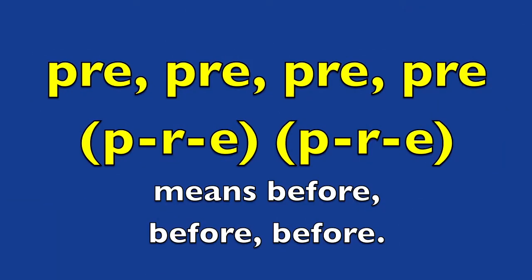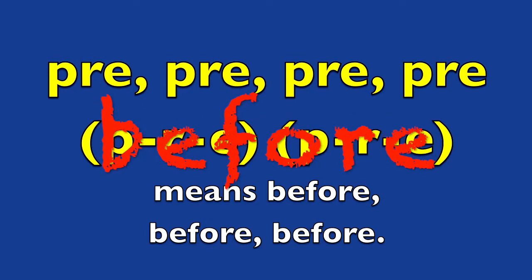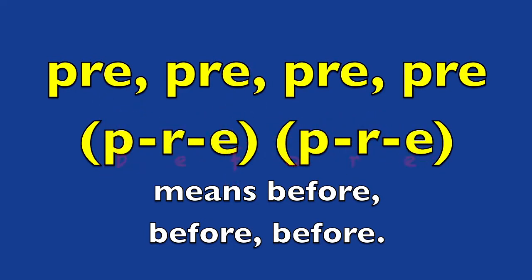The second prefix is pre. Say it with me. Pre, pre, pre, pre. And how is it spelled? P-R-E. Again, P-R-E. And what does it mean? Before. What does it mean? Before. Before.